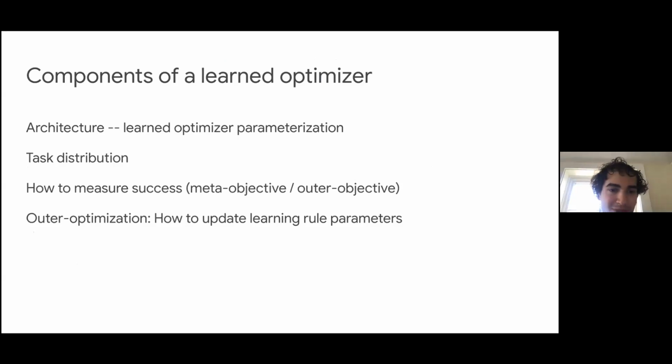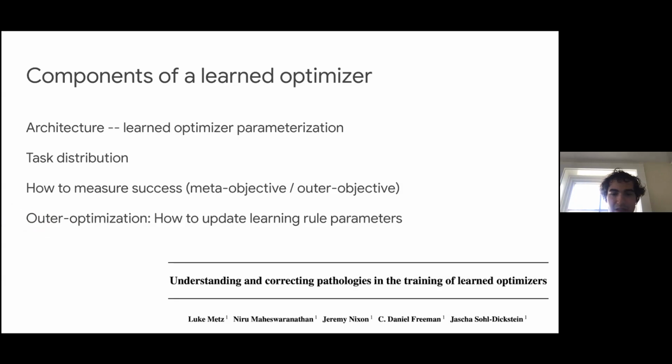There are four main components, or four main choices, of these types of learned algorithms. There's the architecture, which is how the learned optimizer is parameterized. There's the task distribution we're training on. There's how we measure success, or the outer objective or meta objective, so what we train our optimizer to do well on. And then outer optimization, or how we actually update the learned optimizer parameters. All this work and this optimizer is pulled from our recent paper, so if you're interested in more details, please check that out.